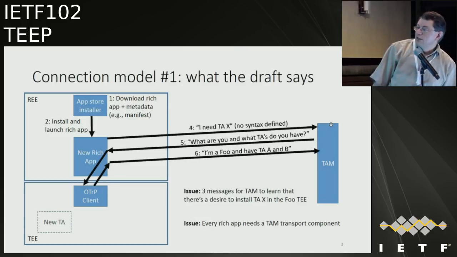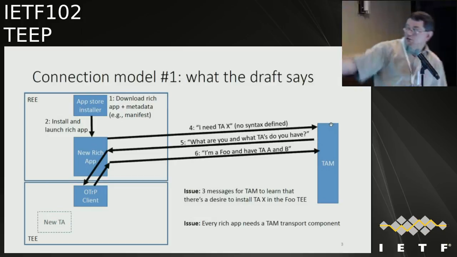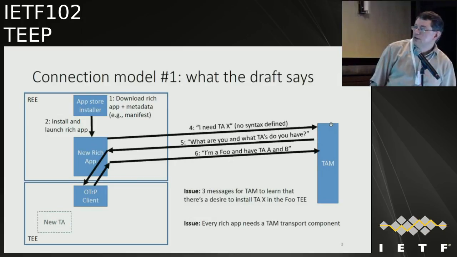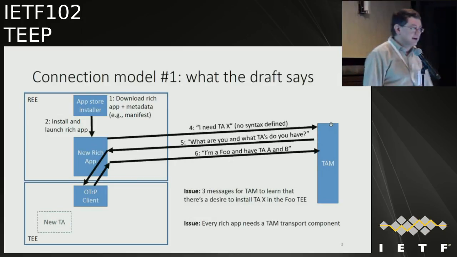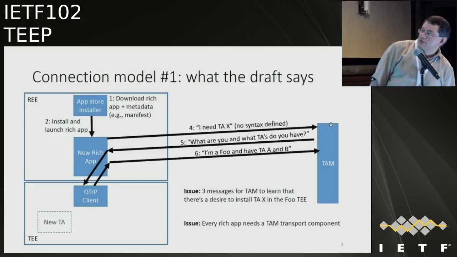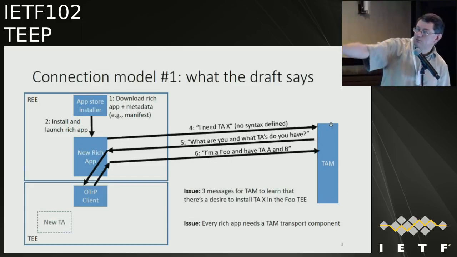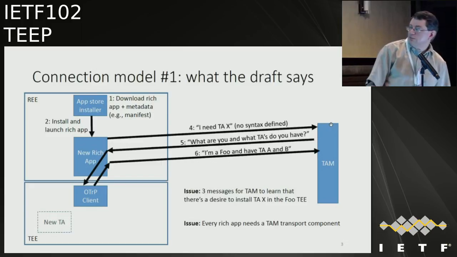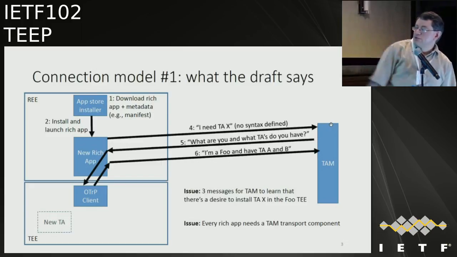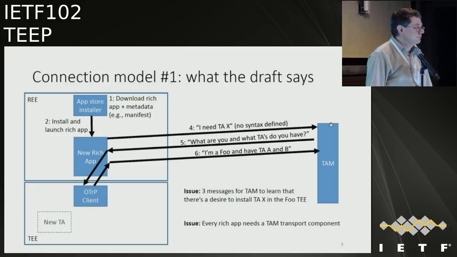At this point, the TAM can now reach out to the OTRP client using an encrypted, trusted session between the TAM and the TEE that says, hey, what are you and what TAs do you have? And the response in step six is, oh, well, I'm a foo TEE and I have TAs A and B. So there are these three messages that, at the end of the day, are used to figure out that there's a desire to install TAX in the foo TEE.